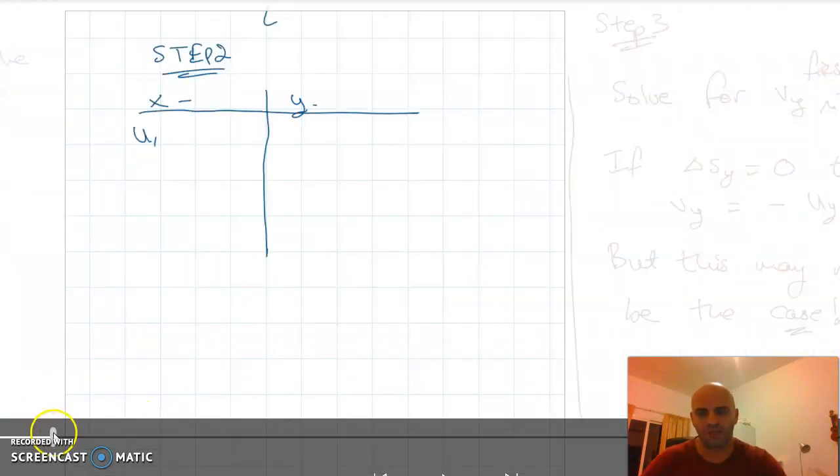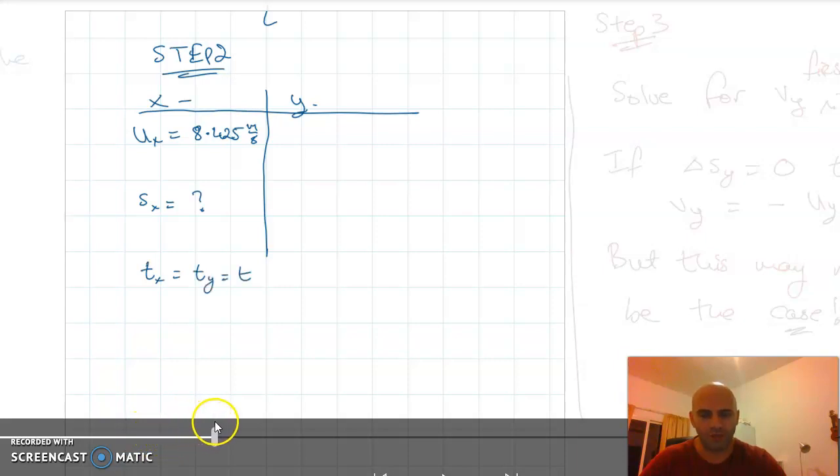So step two is to list your data separately. You split it into the x column and the y column. I use a subscript x for my x data and a subscript y for my y data. So my initial velocity in the x direction is 8.425 meters per second. The horizontal range, Sx, is unknown, and the time is unknown. We do know that the time for x is the same as the time for y, so we're just going to drop that x and y notation and just call it t. Just to make things a little bit easier.